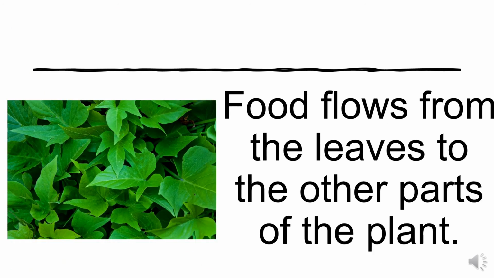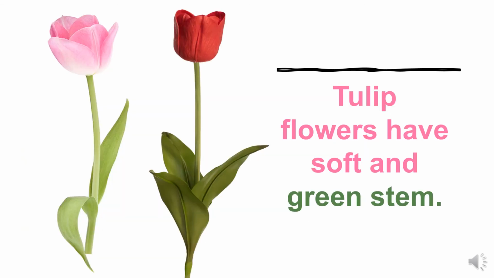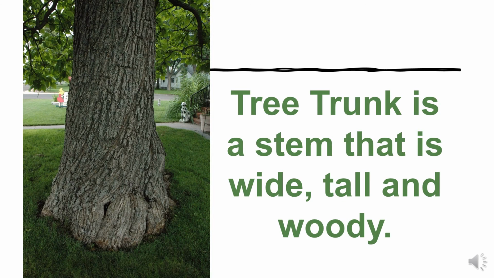Food flows from the leaves to the other parts of the plant, and this is what you should know, that the job of the leaves is the place where food is made. So food flows from the leaves to the other parts of the plant. The place of making food is the leaf. Here we have an example of flowers that have soft and green stems, while this is another example of a plant that has a very thick and hard stem. So stems differ according to the plant itself.